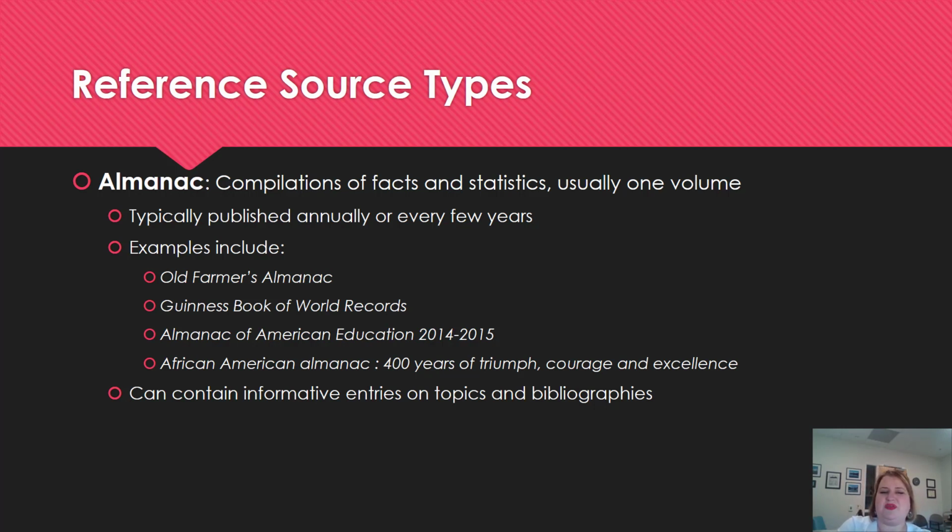An example of this you might be familiar with is the Old Farmer's Almanac. You may have seen those. The Guinness Book of World Records is considered an almanac that gives you the list of who owns the world records for these random things, and it is updated every year.